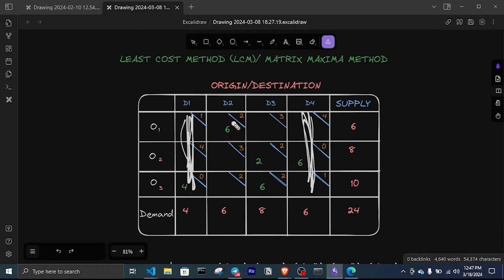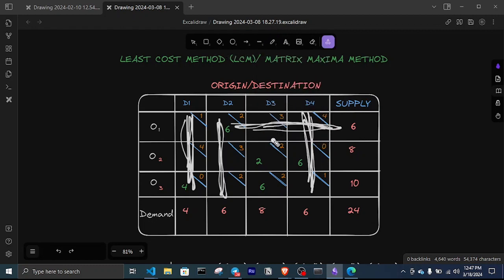Now you can see that the supply side is satisfied. That is, the sum of the values on that row is equal to 6, which is at the supply side. And the sum of the values at the D2 column is also equal to 6 at the demand side. So we are going to cancel out the row and the column. So we are done with that row. We cancel out the entire row O1 and cancel out the entire column D2. Great. Now our focus is on D3, just these 2 cells, right?